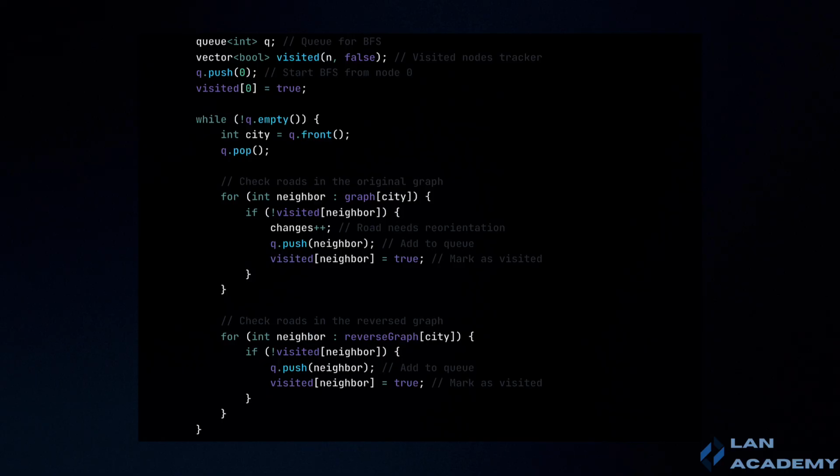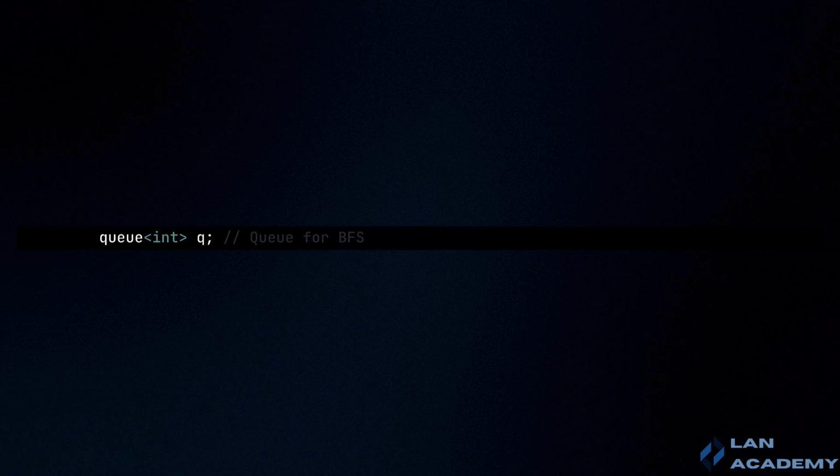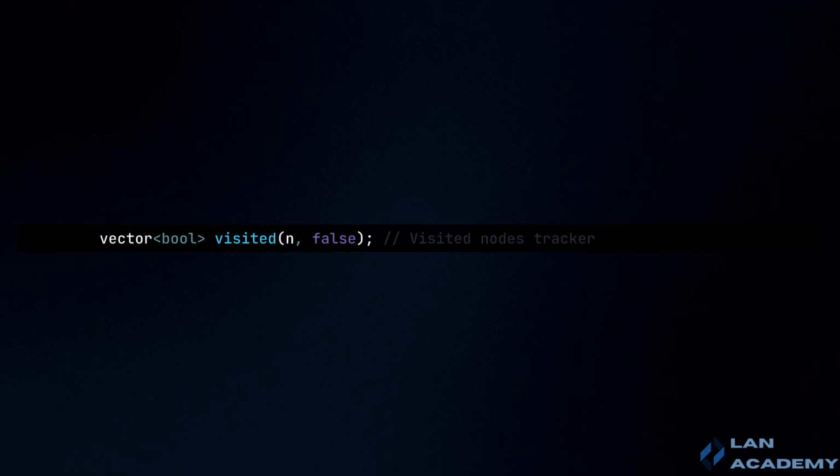As we traverse the graph, we count the roads that need to be reoriented in changes. We build a queue, FIFO, first in first out, that will be used for the BFS traversal. Elements will be added at the end and fetched from the front. Each city that has been visited is noted in a visited vector of booleans of size n, or the number of cities, initialized with false. This will be used to keep track of cities that have already been visited to avoid repeated processing.